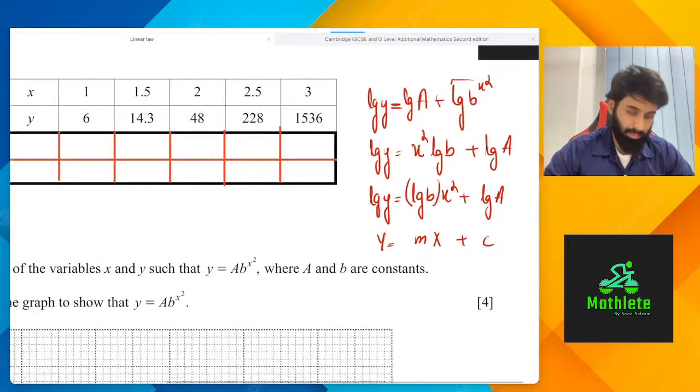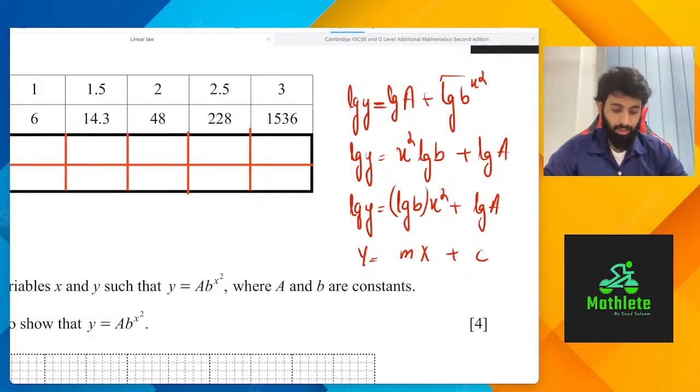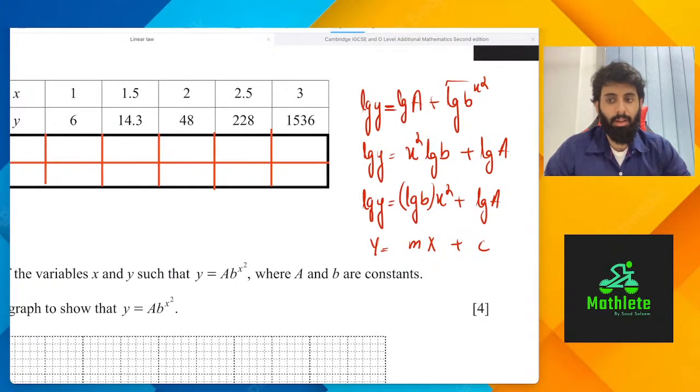Look at this carefully, compare it, and tell me what will come on the y axis and what will come on the x axis. Quickly tell me. What are we going to have on the y axis and what are we going to have on the x axis?